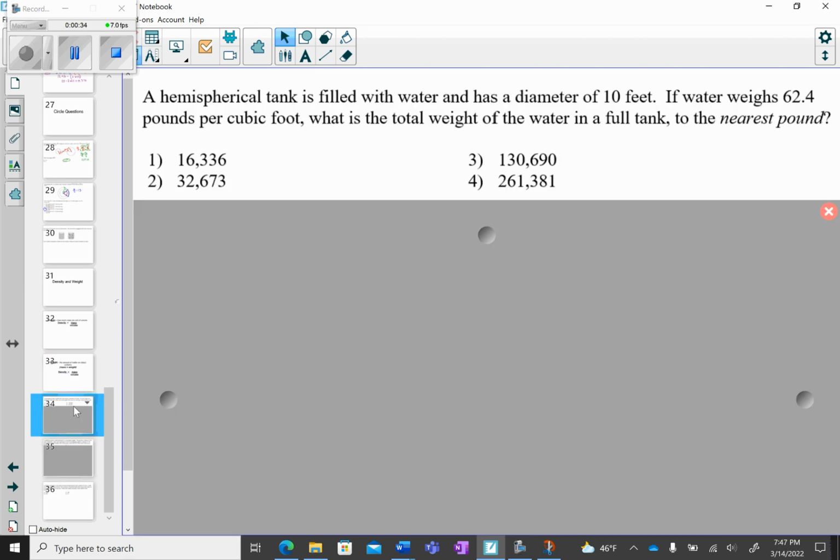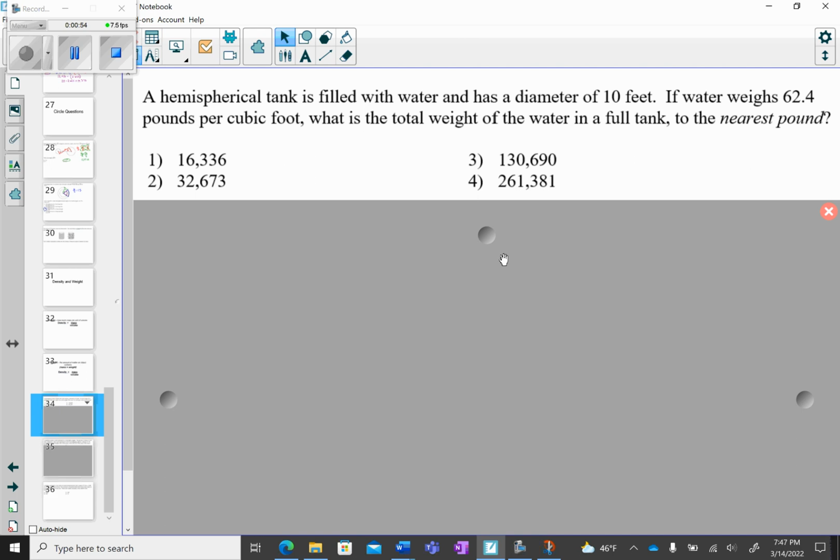Let's look at this example. A hemispherical tank is filled with water and has a diameter of 10 feet. The water weighs 62.4 pounds per cubic foot, which is the total weight. What is the total weight of the water in a full tank to the nearest pound?